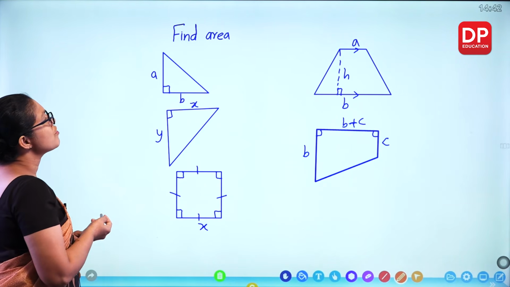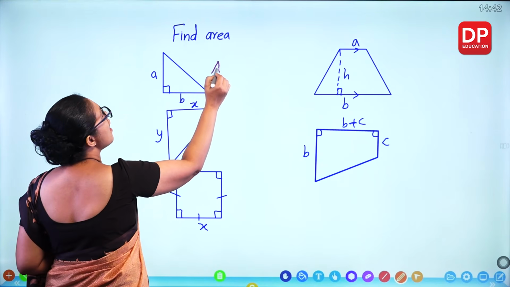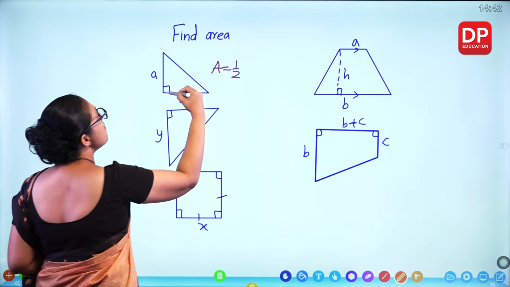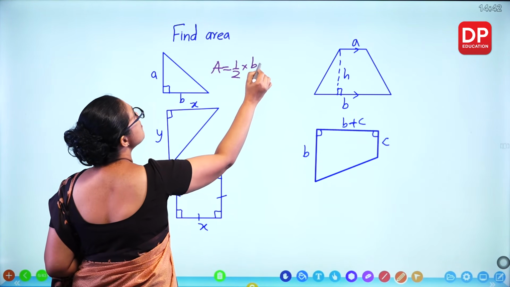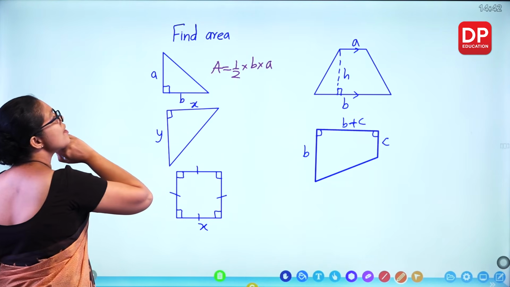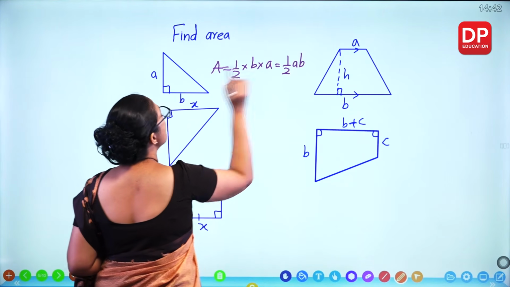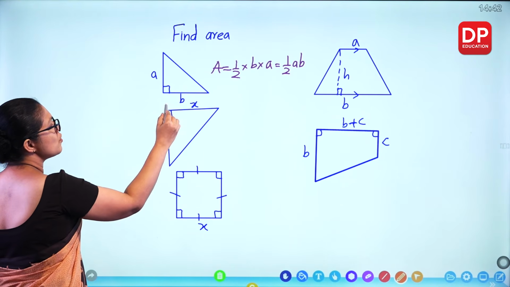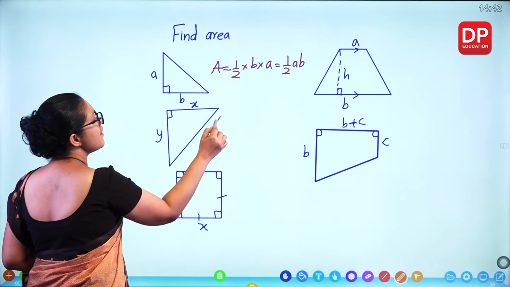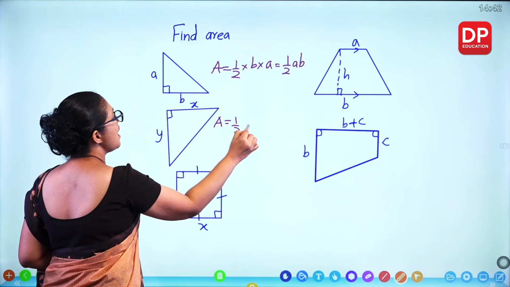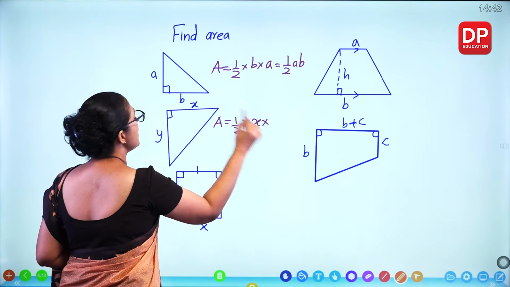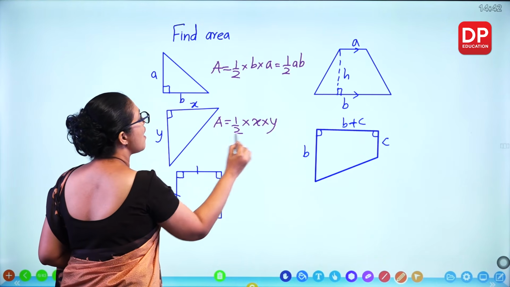This is a right angle triangle. What's the area? Half times base times perpendicular height, half BA or half AB. This one, two sides are x and y. Area is half times, base is x, perpendicular height is y, half xy.